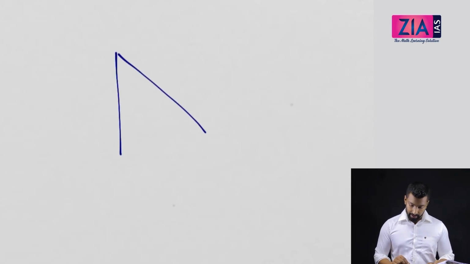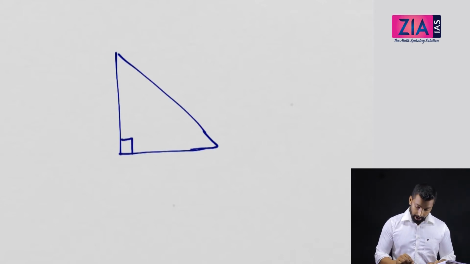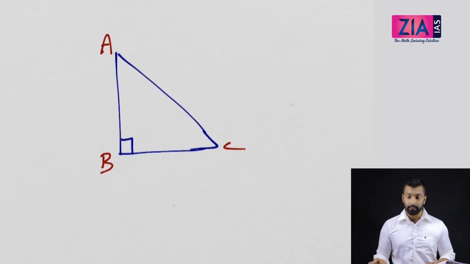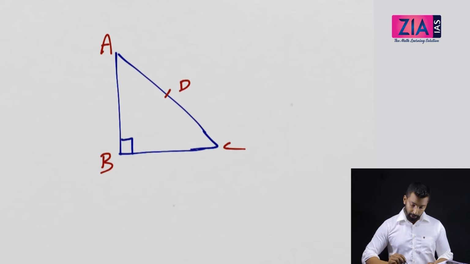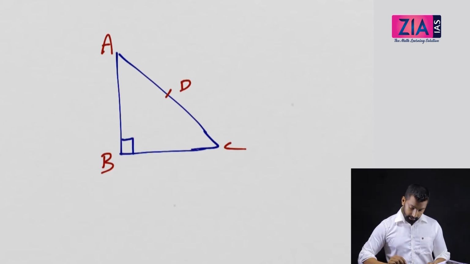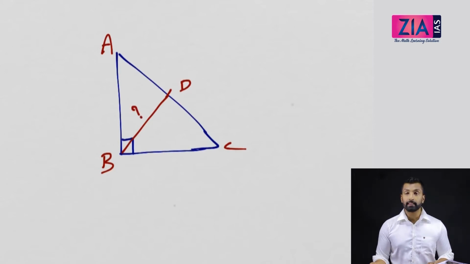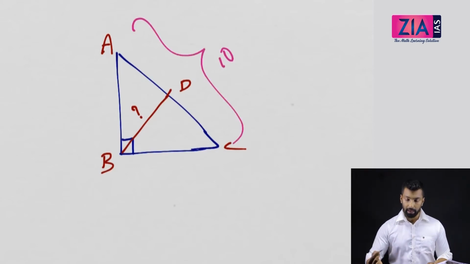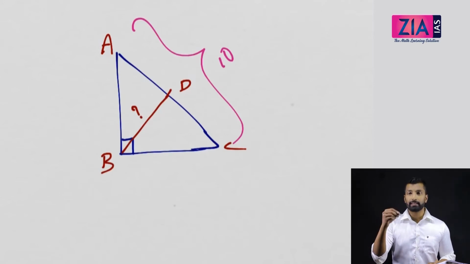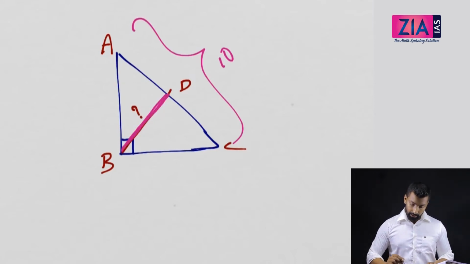It was like this. You have a right angle triangle ABC, and D is the midpoint of AC. They asked for the length BD. AC is given, whatever it is, maybe let's take it as 10. Whatever it is, it is not important for us. The property that we have learned is what we are going to use here. So what is the length BD that is asked?